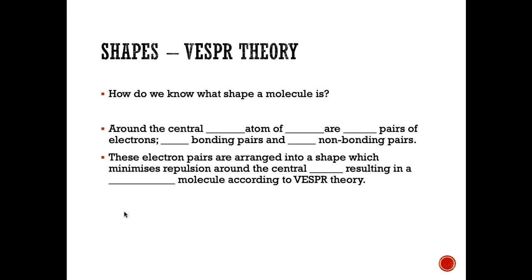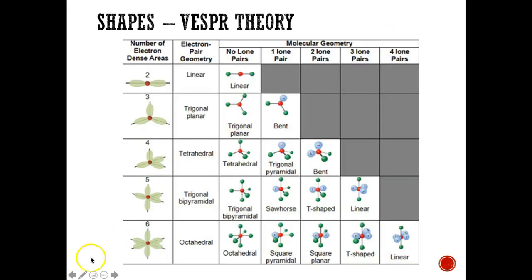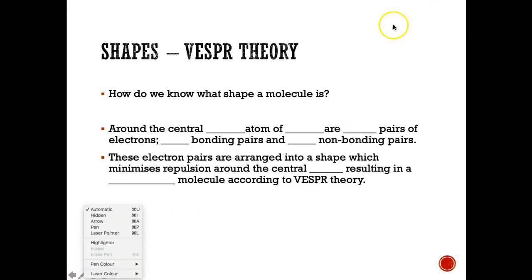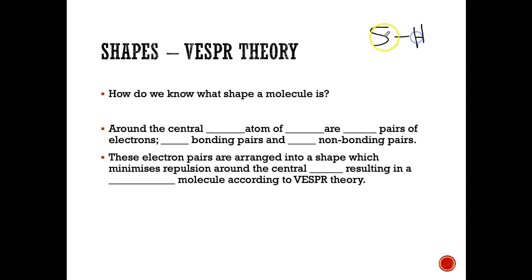There are so many pairs of electrons, some are bonding pairs and some are non-bonding pairs. Bonding pairs are the ones involved in the covalent bond, non-bonding pairs are the ones which aren't. So if you remember when we talked about H2S, what it looked like was this. And so therefore we had 2 non-bonding pairs of electrons, 2 pairs of electrons that weren't involved in the bonding.